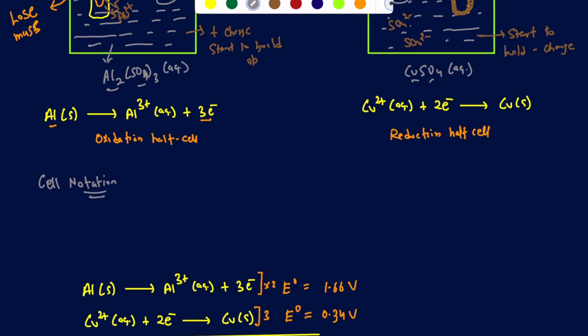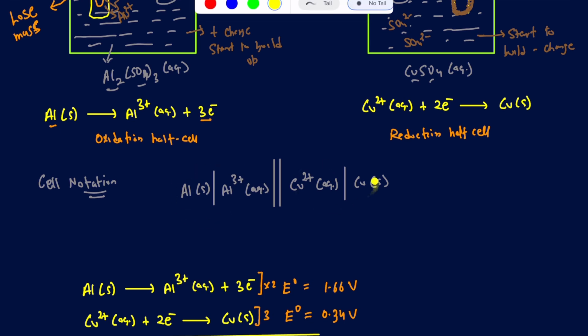Cell notation is a quicker way of writing who is undergoing oxidation and who is undergoing reduction. So in a typical cell notation, I'll write down the oxidation half cell first. In the oxidation half cell, I have aluminum solid converted to aluminum 3+, and then I have a salt bridge. So these two bars that you have here represent the salt bridge. And then on the reduction side, I have copper 2+ converted to copper solid. So that's how you write down the cell notation. This will tell you who's undergoing oxidation and who's undergoing reduction.